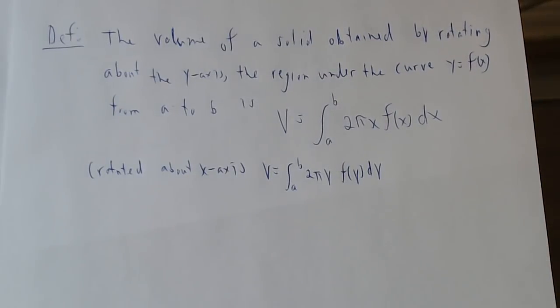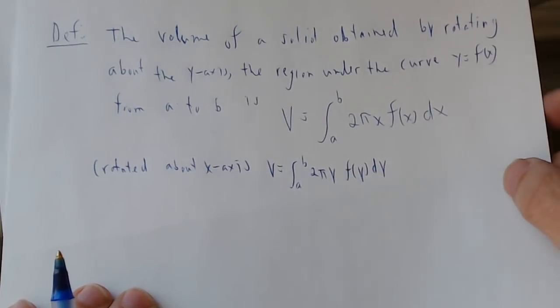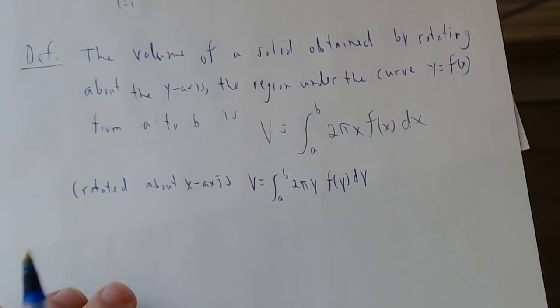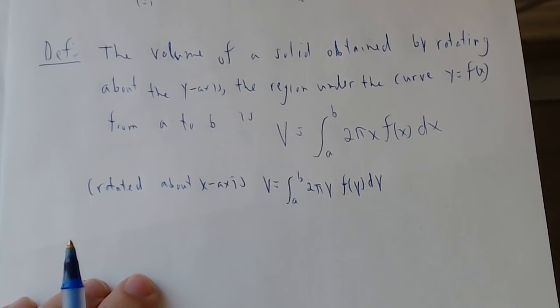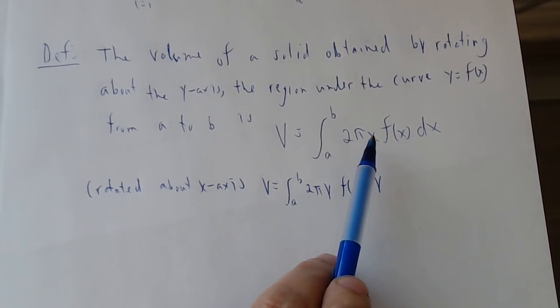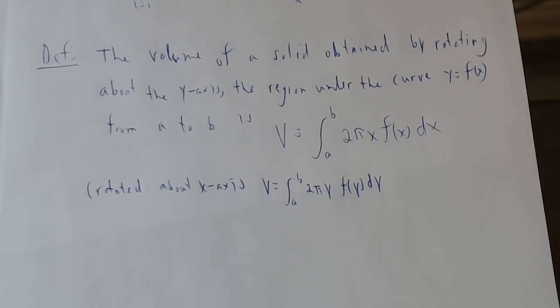Okay, so with that said, let's actually go. One comment I want to make is, when you draw a generic shell, what we really care about is the radius of the shell and the height. Once you find the radius and the height of the shell, you're pretty much done.